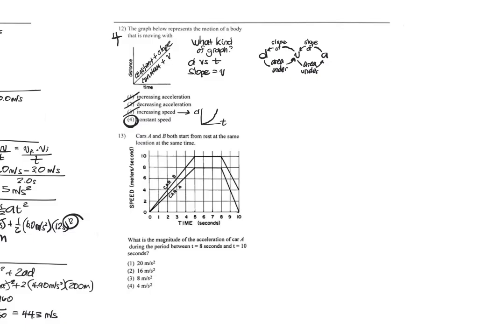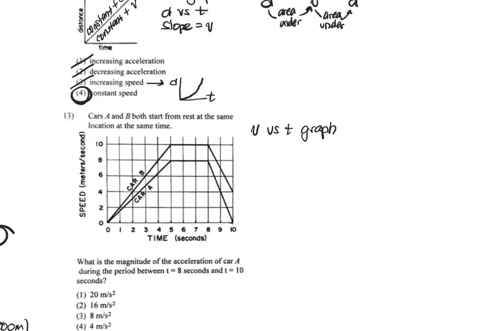Number 13. Motion graph. First thing that we do, identify the graph. So it's a v versus t graph, and it's asking about the, again, magnitude means amount. Don't get tripped up by that. Magnitude, amount of acceleration. They're asking about the acceleration.